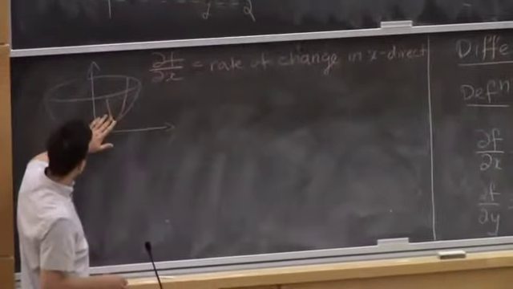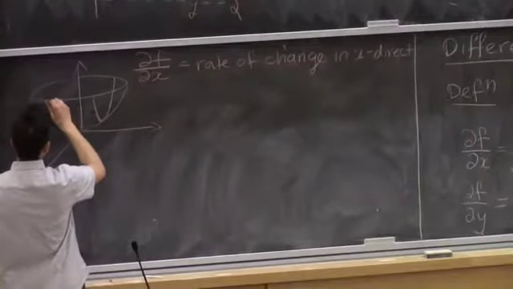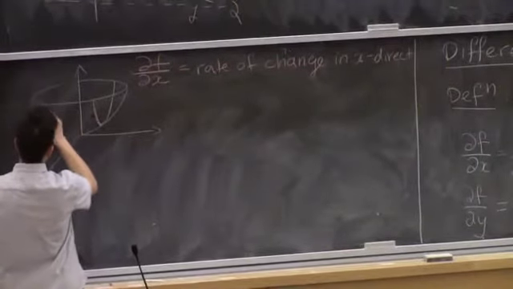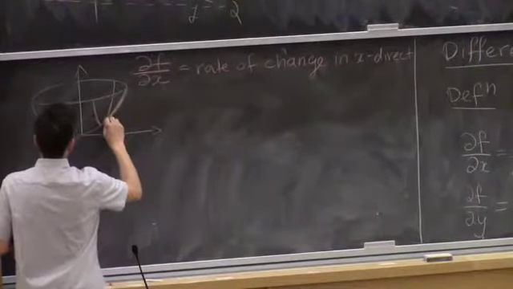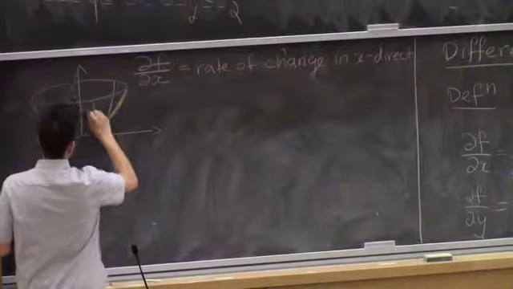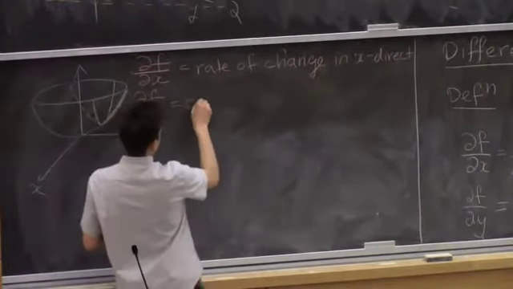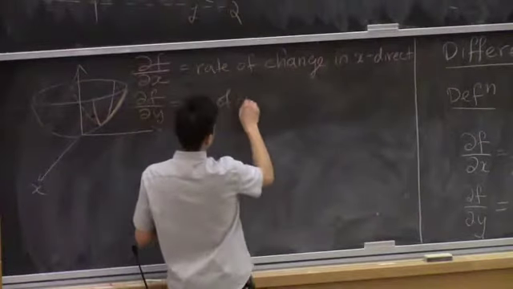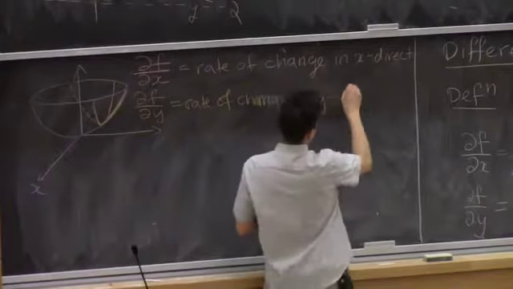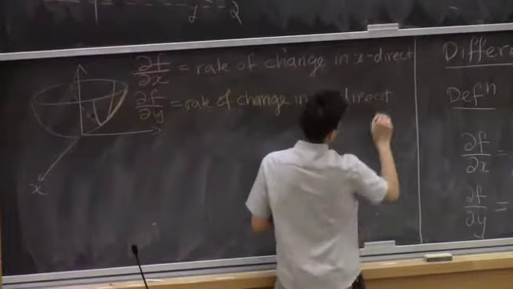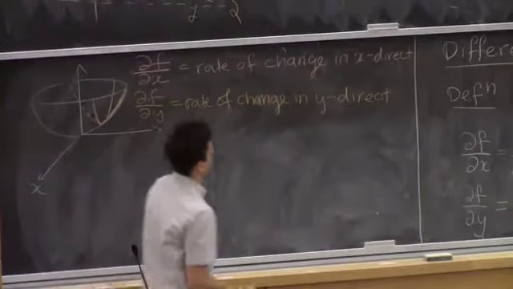So that's what df dx measures, and then df dy measures the same thing in the other direction. Okay, so df dy measures the rate of change in y direction.